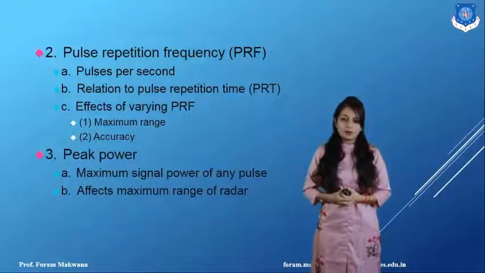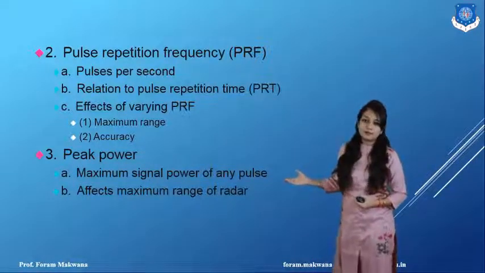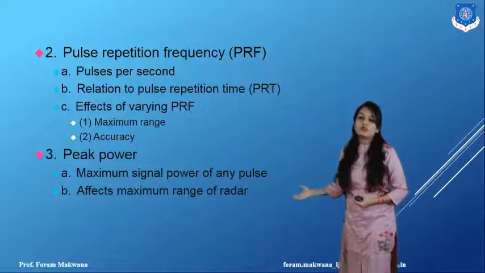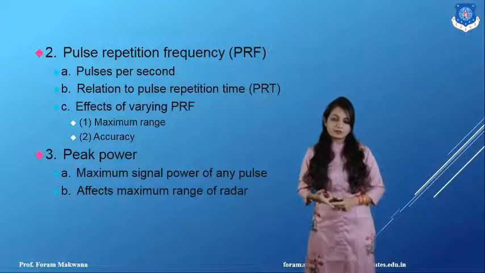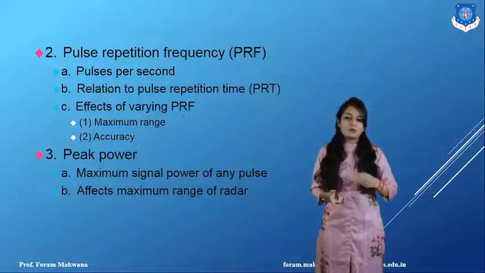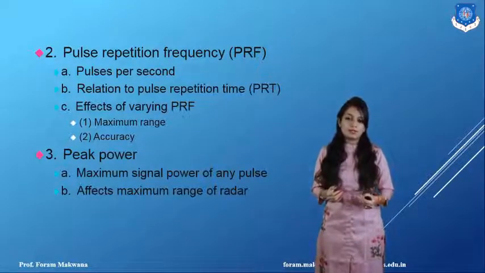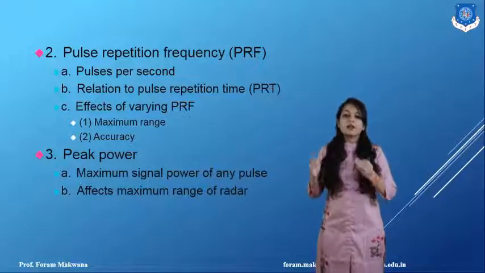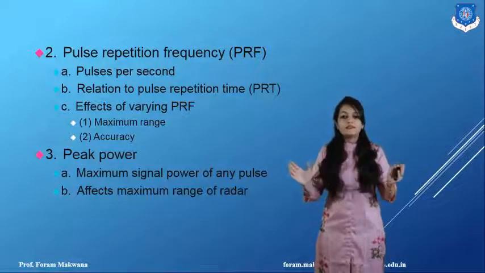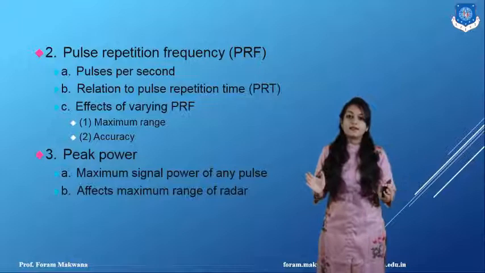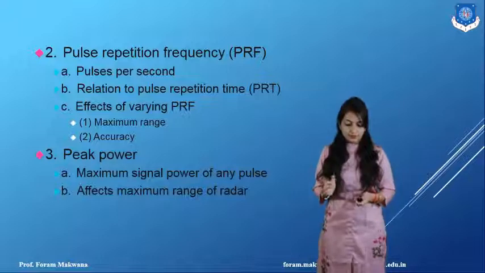Third, what is peak power? We can say it is the maximum signal power for any pulse. That means it is also going to affect the range of radar. As we know from the radar range equation, the radar range is directly proportional to the transmitted power, which is inversely proportional to the minimum detectable signal, that is S min. The radar range is also directly proportional to the radar cross section. If the radar cross section is high, then my radar is able to receive even the weakest echo signal.